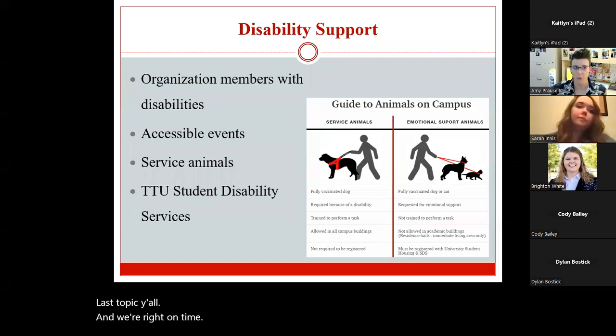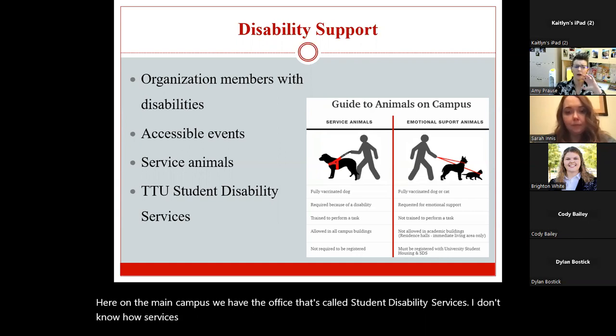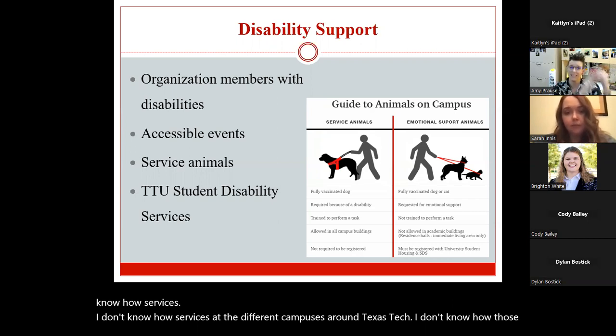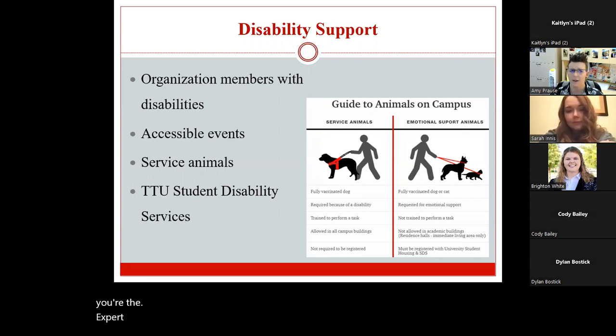Okay, so disability support. Here on the main campus, we have the office that's called Student Disability Services. I don't know how services work at the different campuses around Texas Tech. I just know that SDS is on the main campus. Do y'all collaborate with SDS? Brighton, you're the expert. So we do coordinate with Student Disability Services, and the person that does that is Elizabeth Rowe. Okay. And I think she talks to James Whitfield over at SDS.